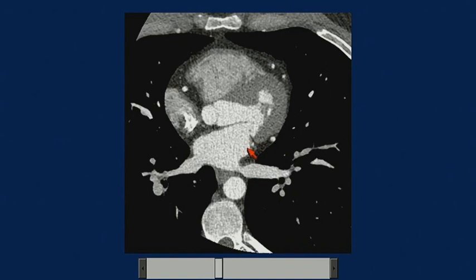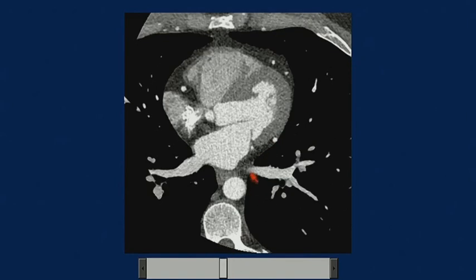The circumflex itself typically becomes quite small after it gives off the obtuse marginal, but the key is to see its location in the AV groove. So here is our circumflex.